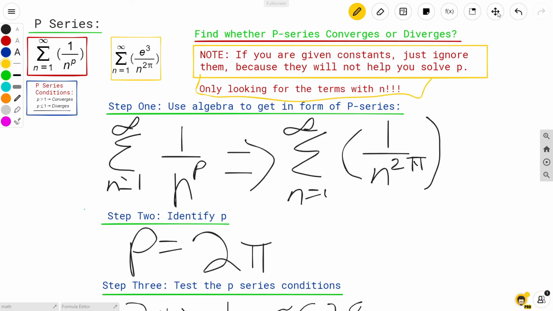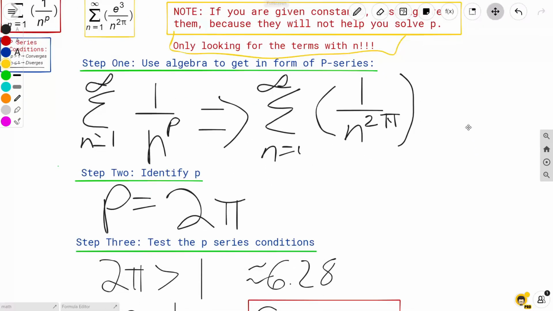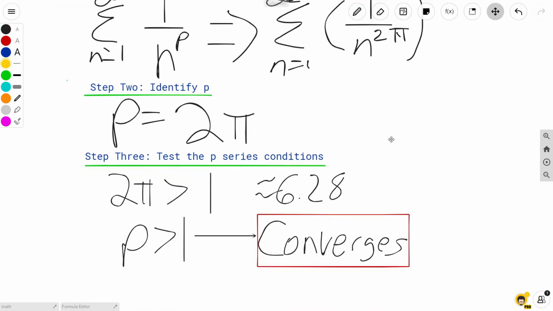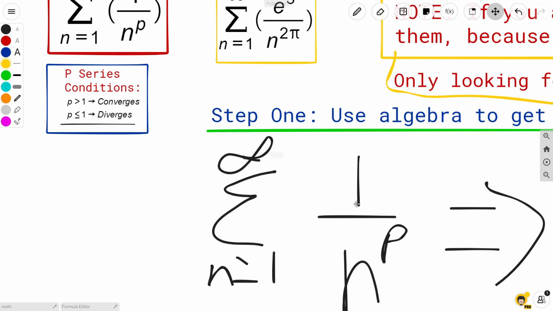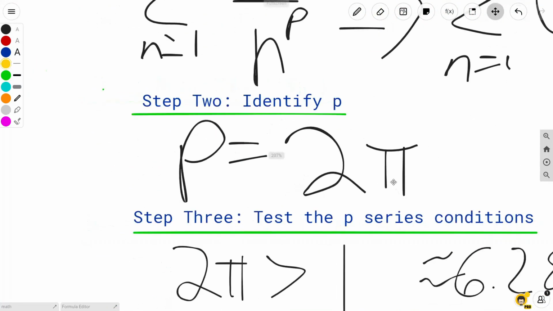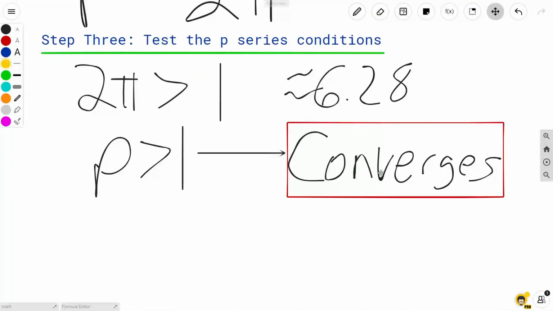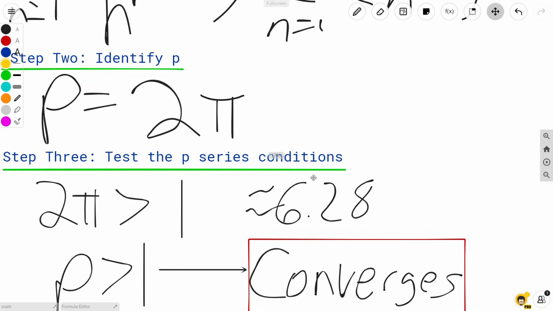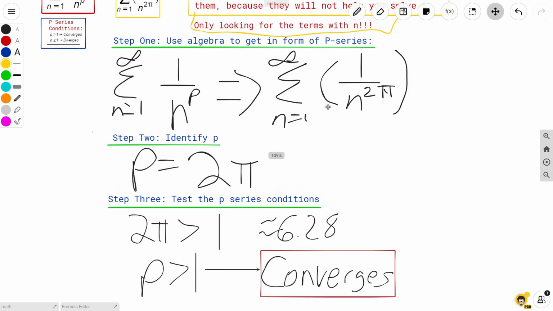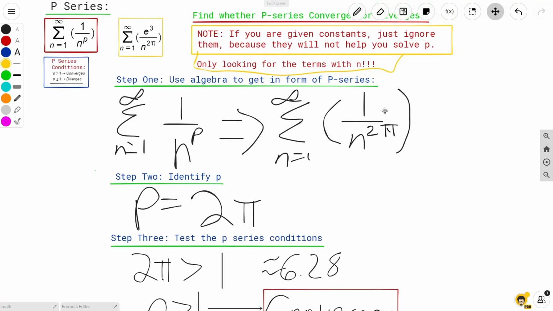Then from here, we got it in p-series form: 1 divided by n raised to the 2 pi. In step 2, we identified p to be 2 pi. And in step 3, we tested the p-series conditions, which are right here. Since our p is greater than 1, and we got 2 pi, this whole series converges by the p-series test. Thank you for watching. I hope that was helpful.